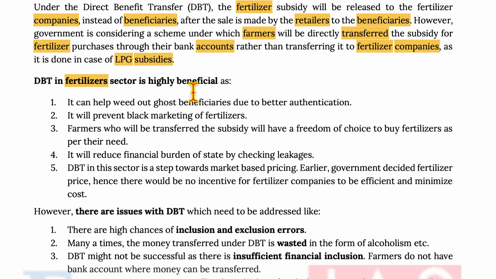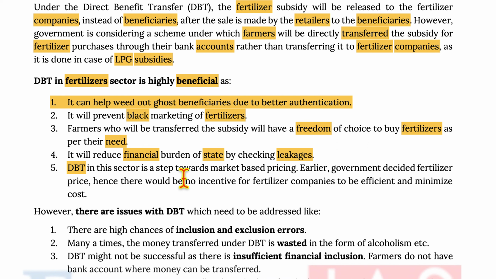DBT in the fertilizer sector is highly beneficial as it can help weed out ghost beneficiaries due to better authentication. It will prevent black marketing of fertilizers. Farmers who will be transferred the subsidy will have the freedom of choice to buy fertilizers as per their need. It will reduce the financial burden of the state by checking leakages.